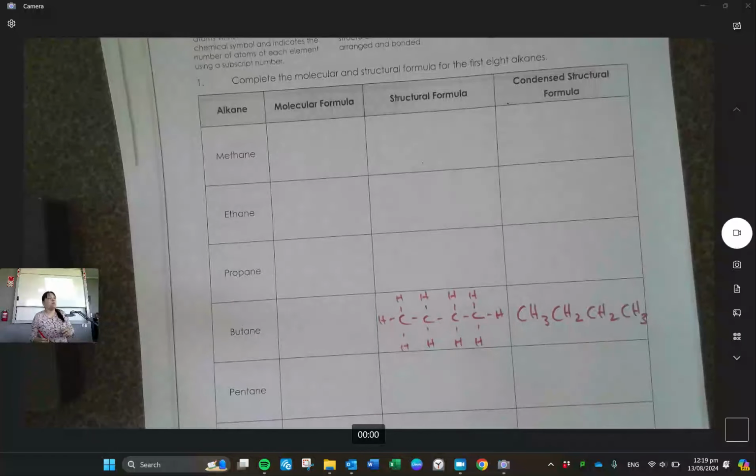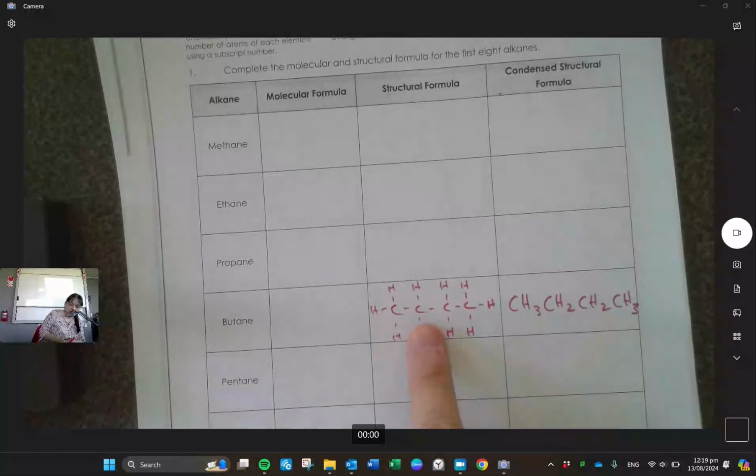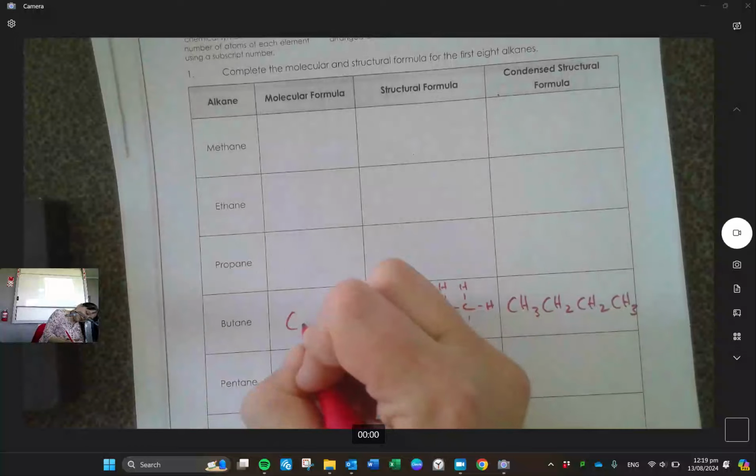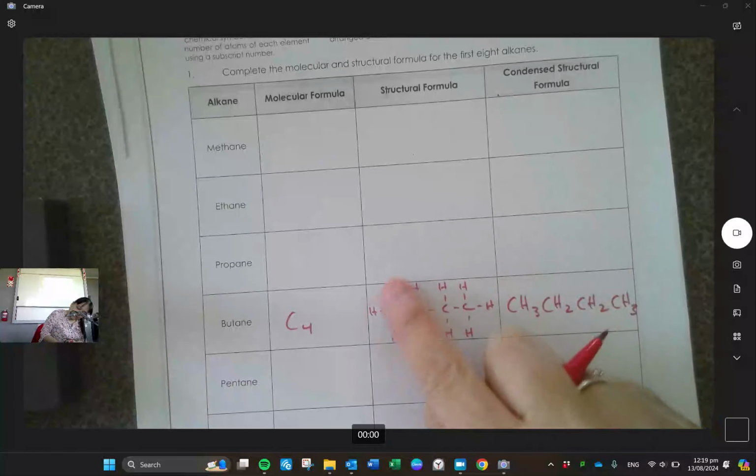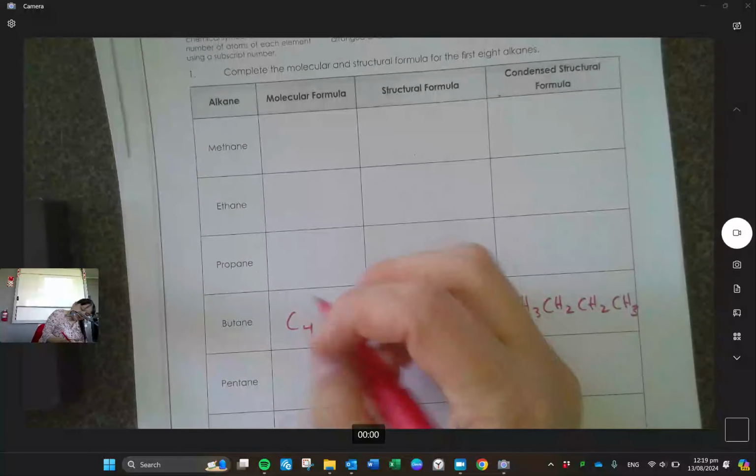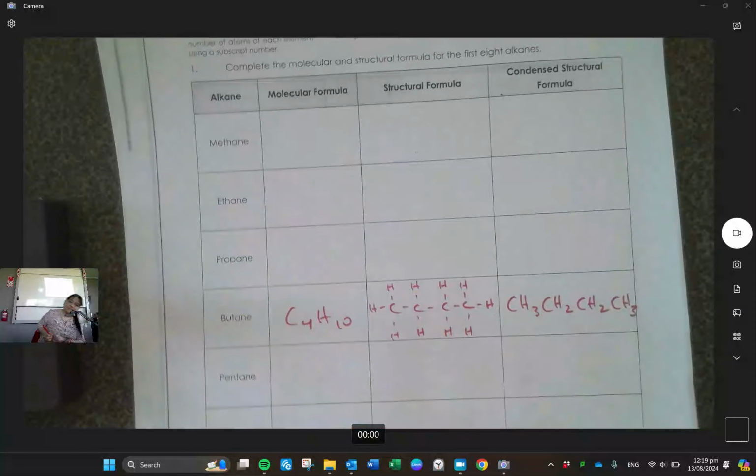And then molecular formula is just a straight number count of how many carbons and how many hydrogens. So 1, 2, 3, 4. So C4, 1, 2, 3, 4, 5, 6, 7, 8, 9, 10. H10.